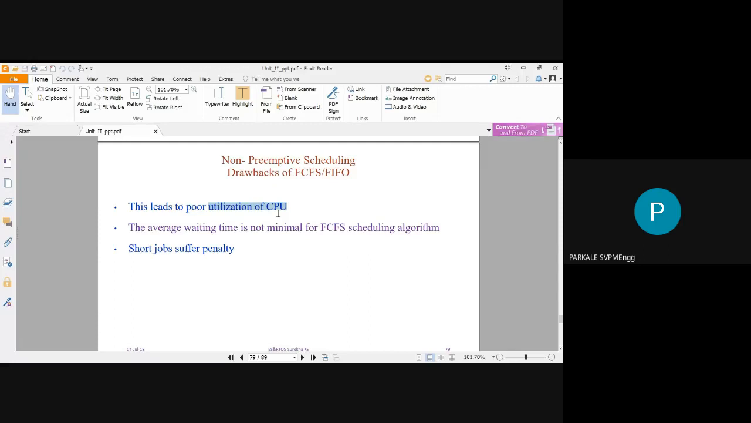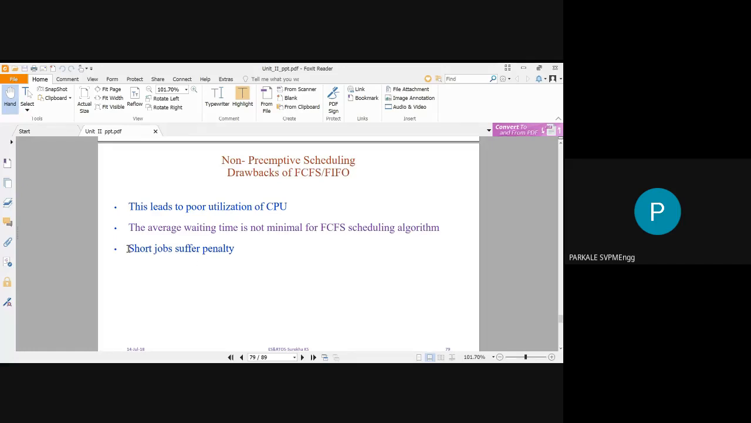The second drawback is that the average waiting time is not minimal for the FCFS scheduling algorithm. Average waiting time means the total waiting time of all the tasks. It may happen that each task has to wait for 1 hour, 2 hours, or 3 hours. So this is not minimal, it is very high. The last task which is going to execute has to wait for a longer time. That is the disadvantage of FCFS.